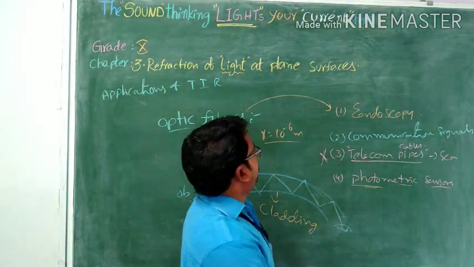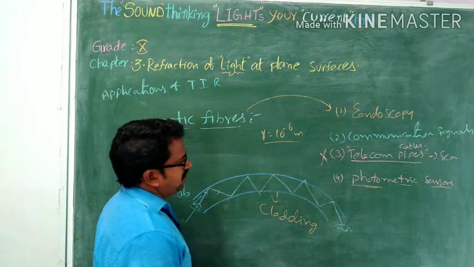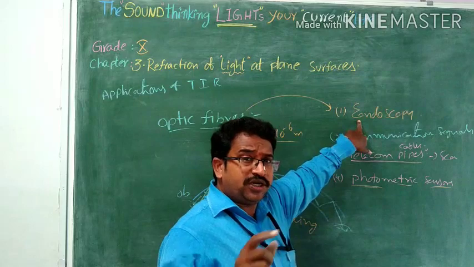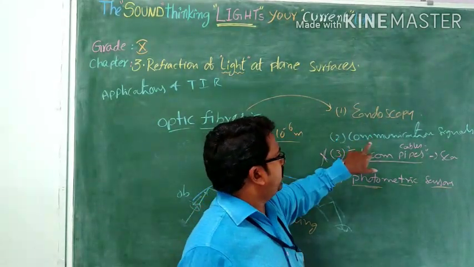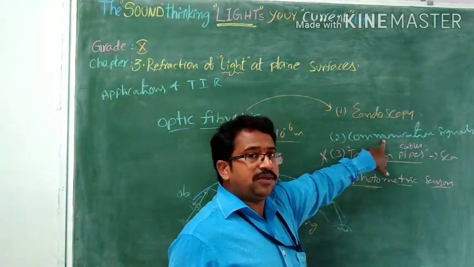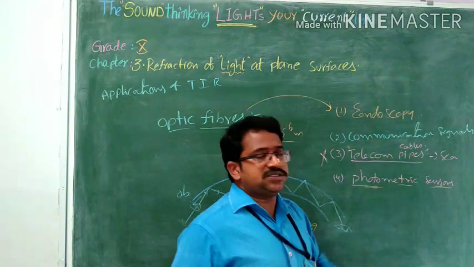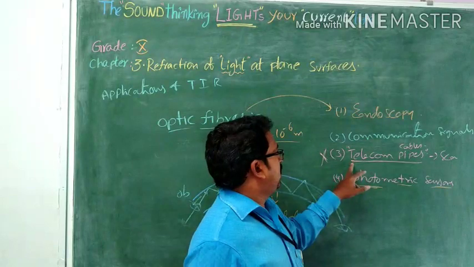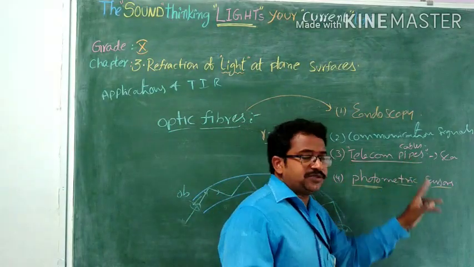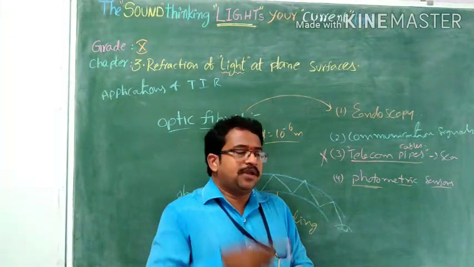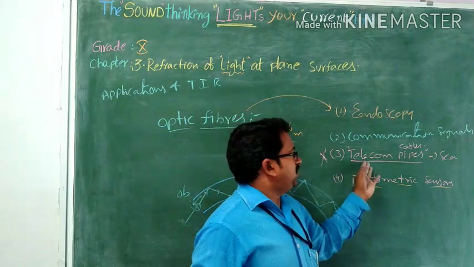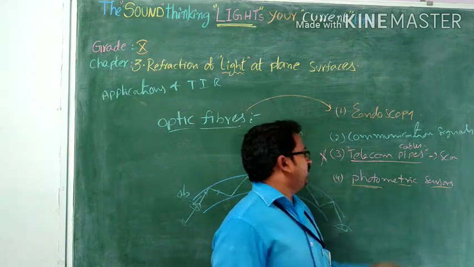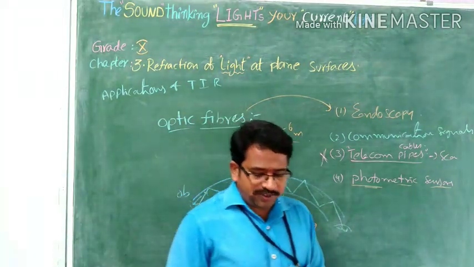Okay, these are the applications of optic fibers. Probably a 2 mark question. We are using this in an endoscope to identify the internal organs, how they function. Then in optical communication, optical communication signals also we are using. According to our textbook, 2,000 signals. And telecom cables, especially from one country to another country, under the seas. And photometric sensors in the medical field to identify the heartbeat and so on.